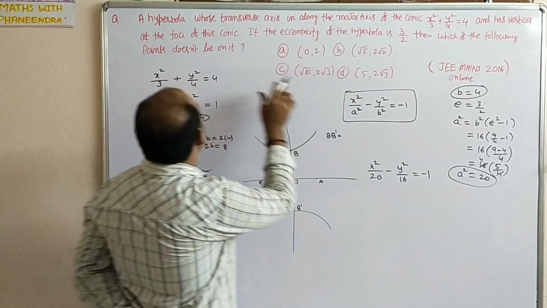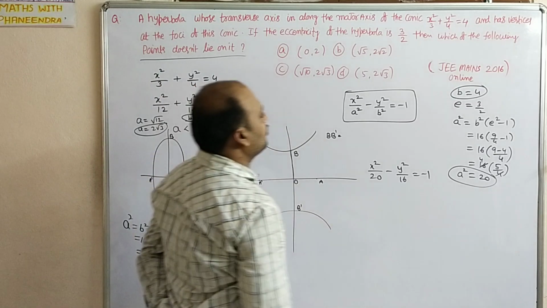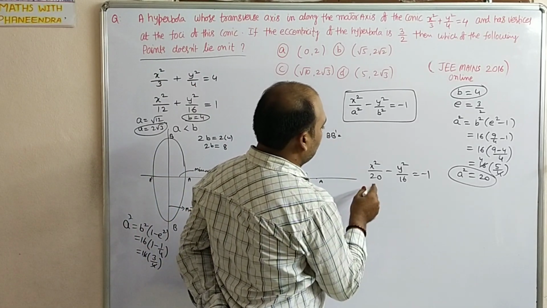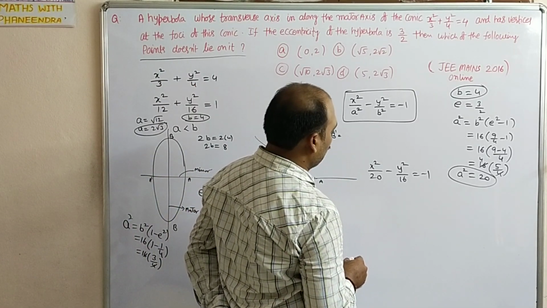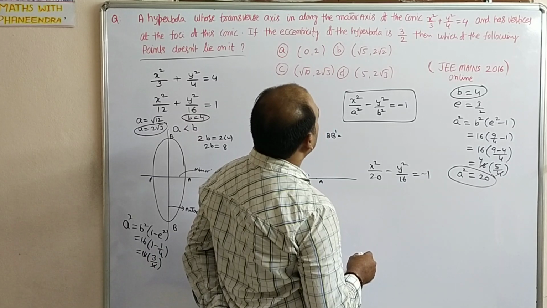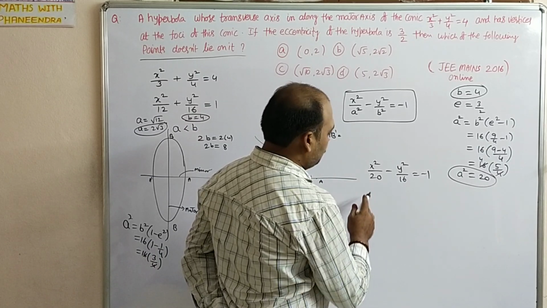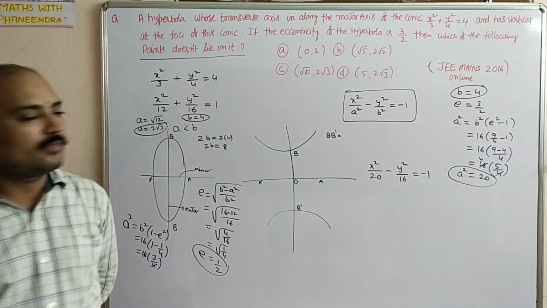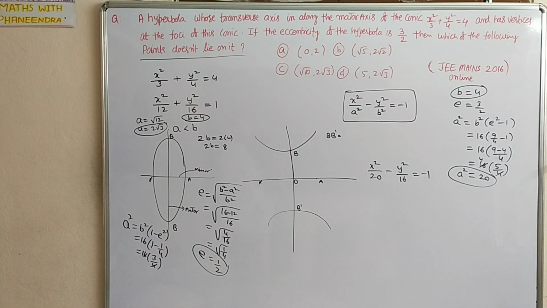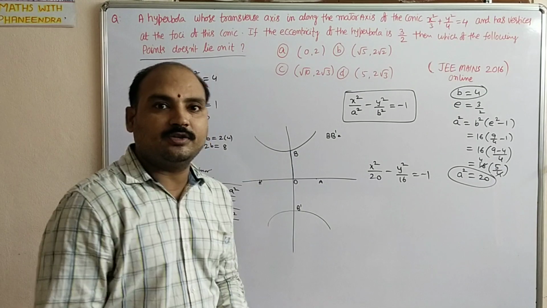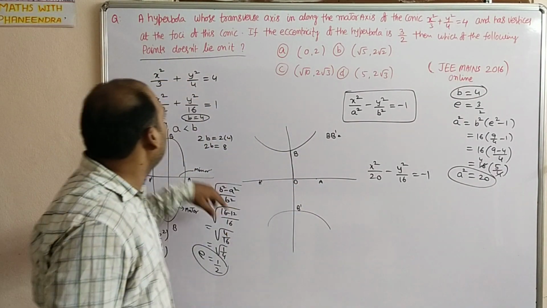Option verification: whichever point does not lie on it. So first option, if you check, 0 comma 2 is not satisfying. Here, dear students, we forgot to take this value.